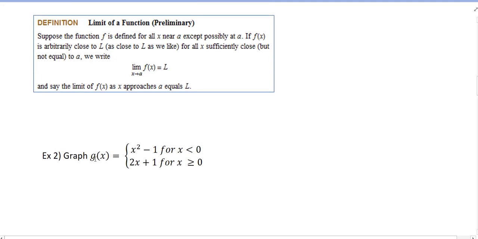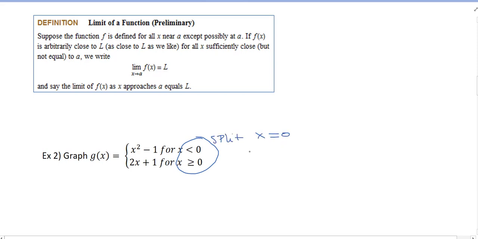So graph g of x, and we're going to try to find the limit. Now, what limit do you think we're interested in finding just based on the function? So here, my limit definition is the limit as x goes to a of f of x equals L. So as x approaches a, the y value is L. So here, when we have a piecewise function, we're always interested in knowing what happens at the split point.